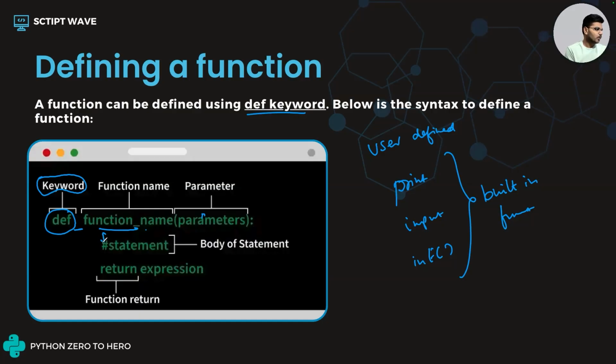And then we have a block of code which needs to be executed whenever we call this function. And finally, we have the return expression. We'll be discussing each and everything in detail one by one, but this is the basic syntax of functions in Python. Let's move forward.